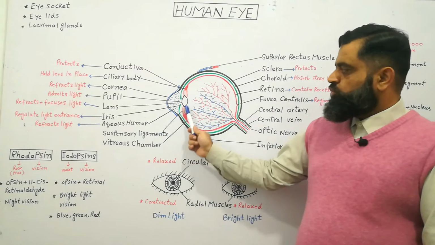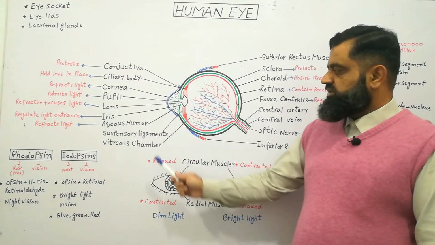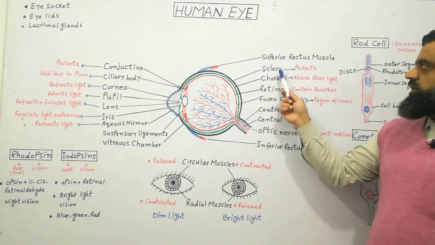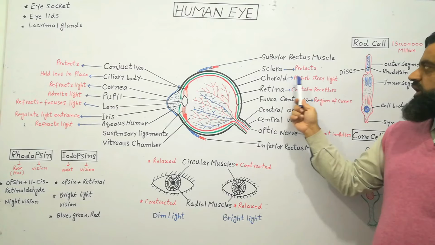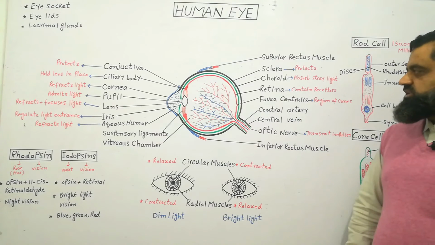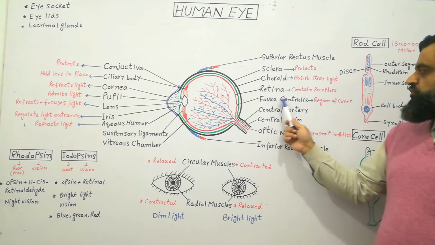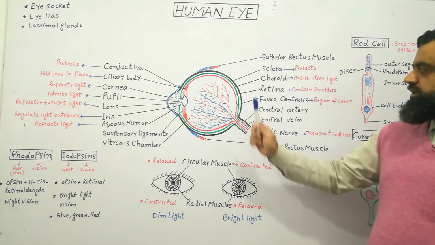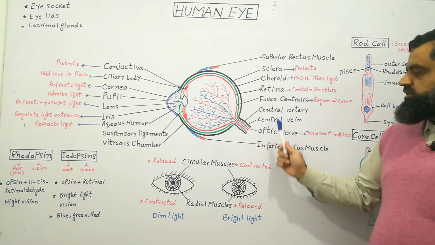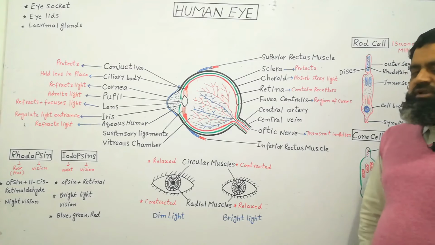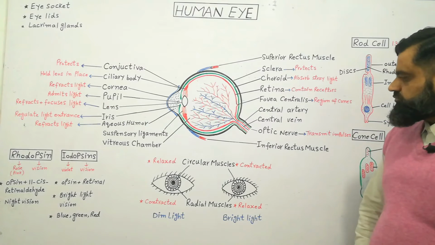Suspensory ligaments hold the lens in place. Vitreous chamber also refracts light. On the back, the sclera protects our eye. Choroid absorbs stray light. Retina contains receptor cells and receives light. Fovea centralis contains a region of cones where light is focusing right here. Central artery and central vein are for blood supply. Optic nerve transmits impulses towards the brain.